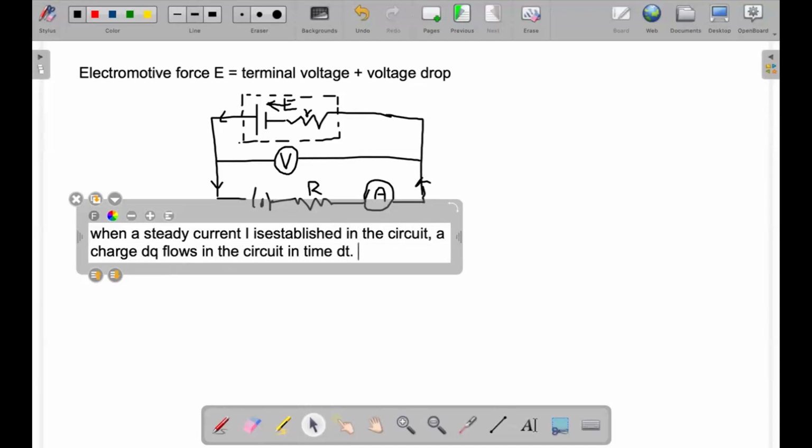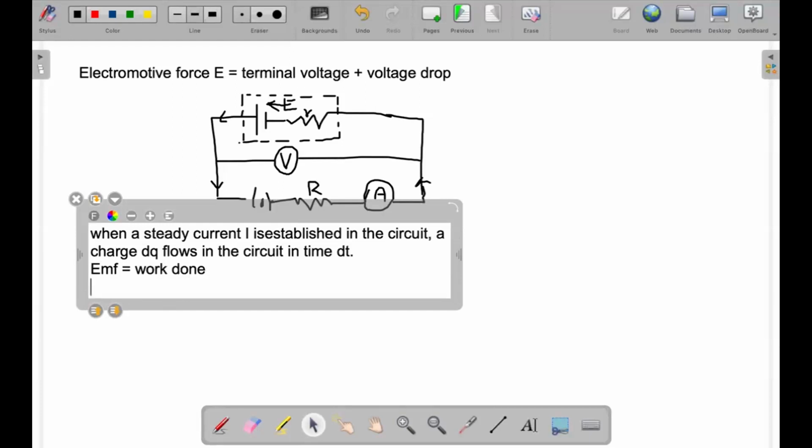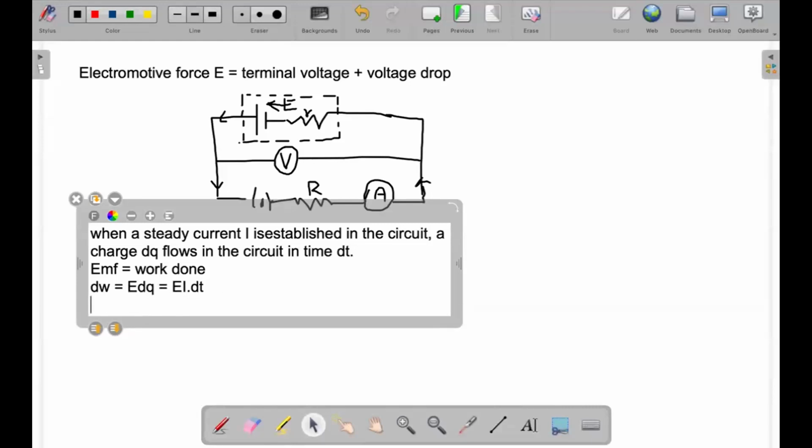And we know EMF is nothing but work done by the cell. So EMF is work done. We write dW, a small amount of work done. This is equal to E dQ, where E stands for the EMF, into dQ. Or this is equal to E into dQ, which is current into time, that is I dt. I dt. Right? And the potential difference across the external resistance is V. Potential difference.